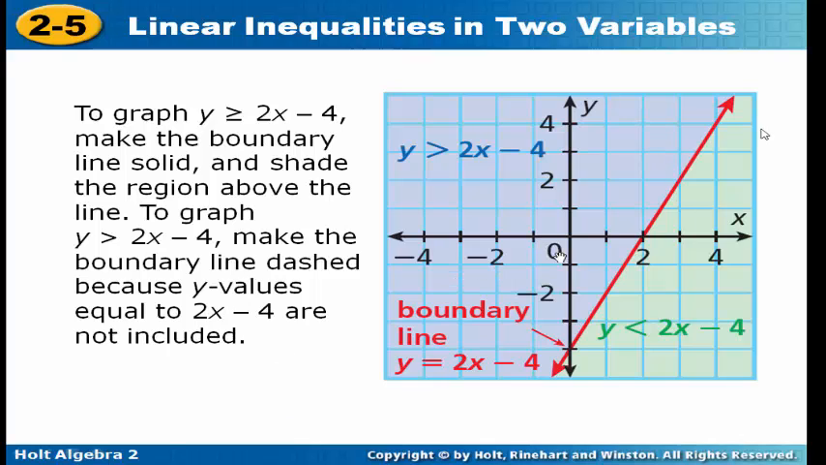Again, we have this line y equals 2x minus 4. To graph y greater than 2x minus 4, just shade the region above the line. This region. Shade all of this. Why? Because we want y greater than 2x minus 4. This line is 2x minus 4. So, to graph y greater than 2x minus 4, shade above the line. Shade all of these parts. As we can see, this region is shaded.